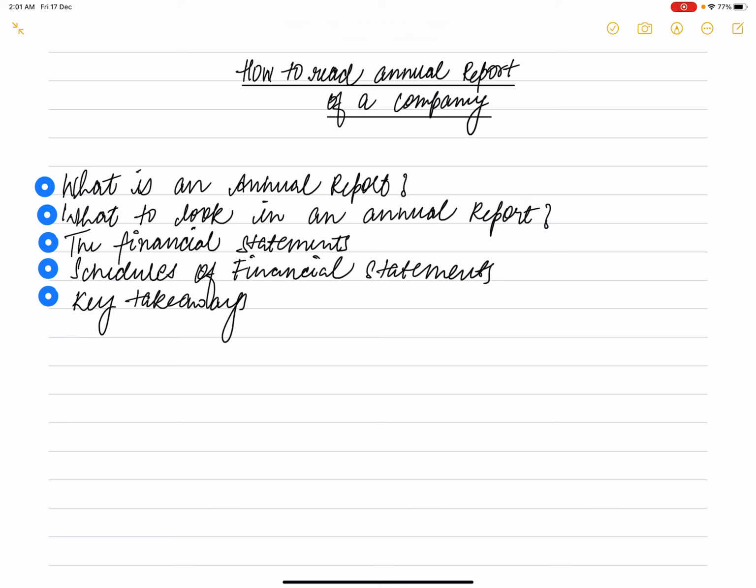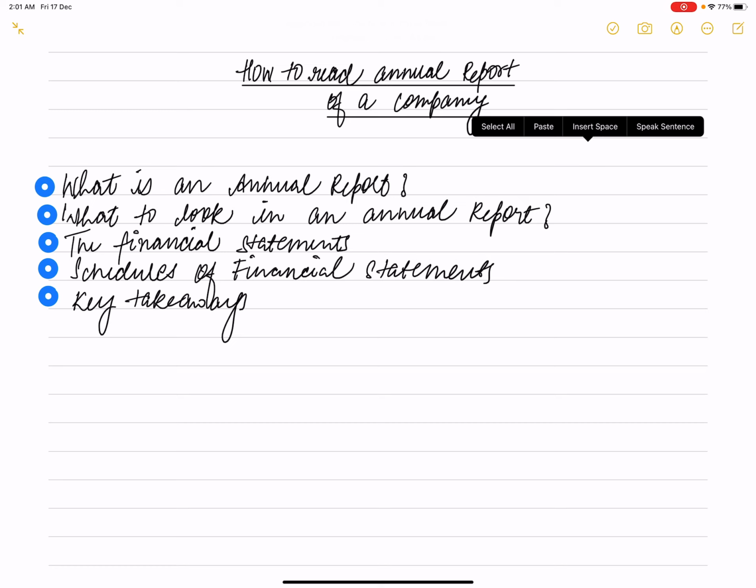Note, no two annual reports are the same. They are all made to suit the company's requirement, keeping in perspective the industry they operate in. However, some of the sections in the annual report are common across annual reports.